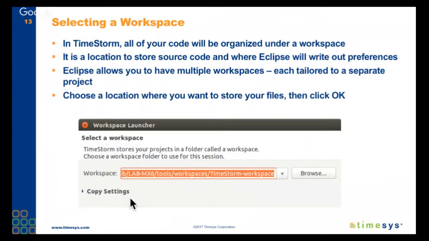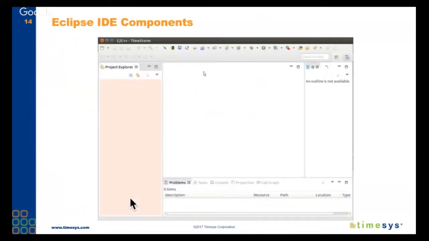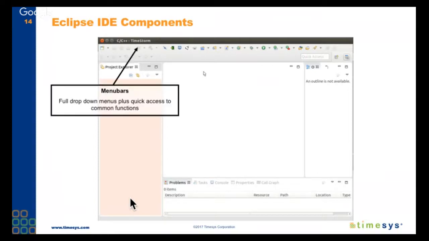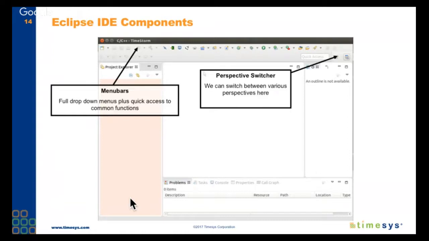By default, TimeStorm is going to suggest where the workspace should be stored, but you have, of course, the ability to override that suggested location by either typing in the fully qualified path or by clicking on a Browse button. Once TimeStorm starts, you're going to see a framework like this. If you're new to Eclipse, you're going to see several different windows in a single frame. And on top, you have menu bars, which allow you to control different utilities within the IDE.